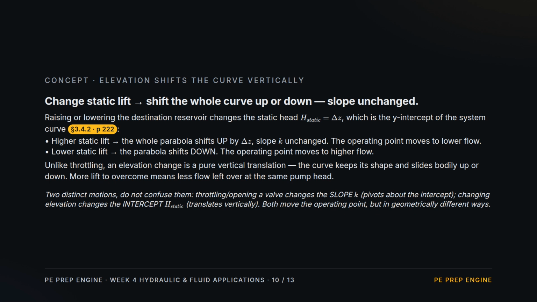Unlike throttling, this is a pure vertical translation. The curve keeps its shape. Keep the two motions separate. Throttling changes the slope and pivots about the intercept. Elevation changes the intercept and translates vertically.